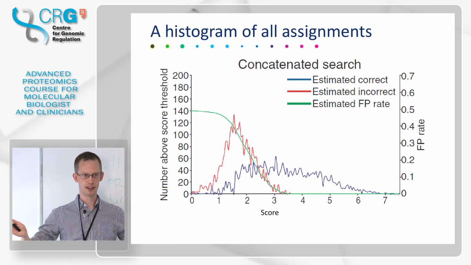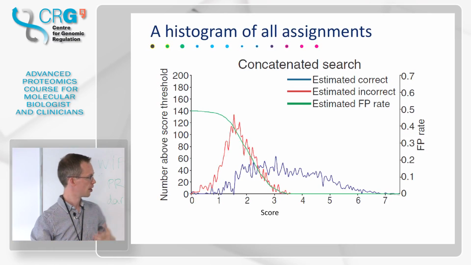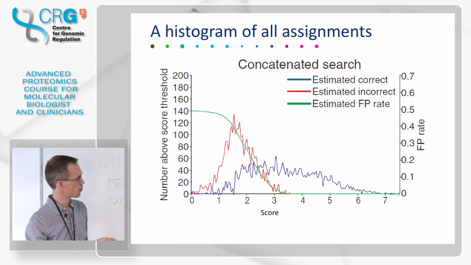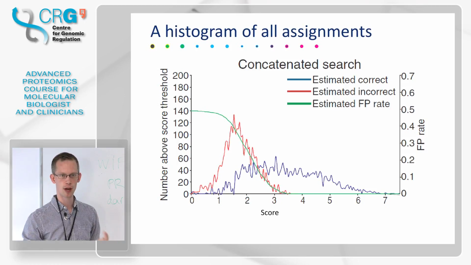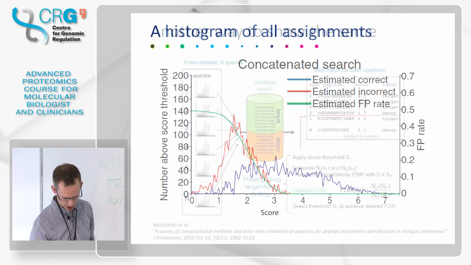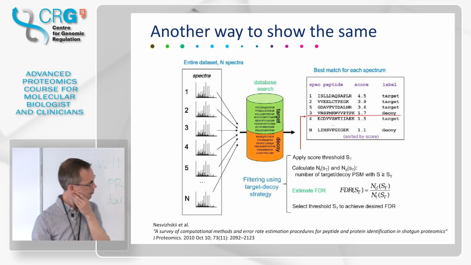So you split your assignments based on this knowledge, whether they hit the forward database or the reverse. And then you look at how the scores in general look, and you get something that looks like this. It's essentially a histogram, a smooth histogram of scores. Here you have the number of scans that are above the score threshold. Actually, it's just assignments, essentially. So maybe I can explain it. Let's try it here again. You have all your spectra, and you assign them to the best.